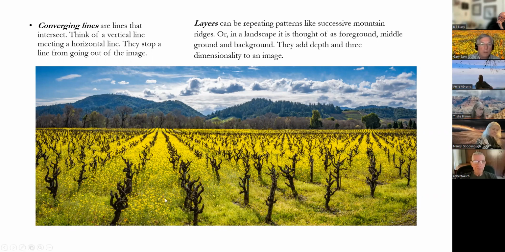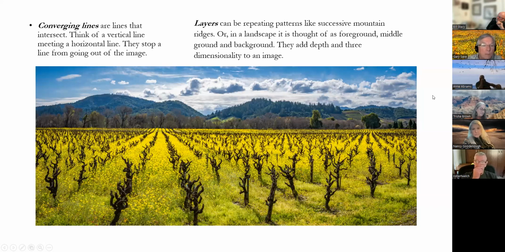And of course here, we have our nice leading lines, converging lines in the vineyard. But notice how your eye stops when it reaches this tree line. Then if we look at the vineyard, if we want to look at layers, that whole vineyard is one layer, leading you into the next layer, the trees, leading you to the next layer, the mountains, leading you to the sky, the next layer.